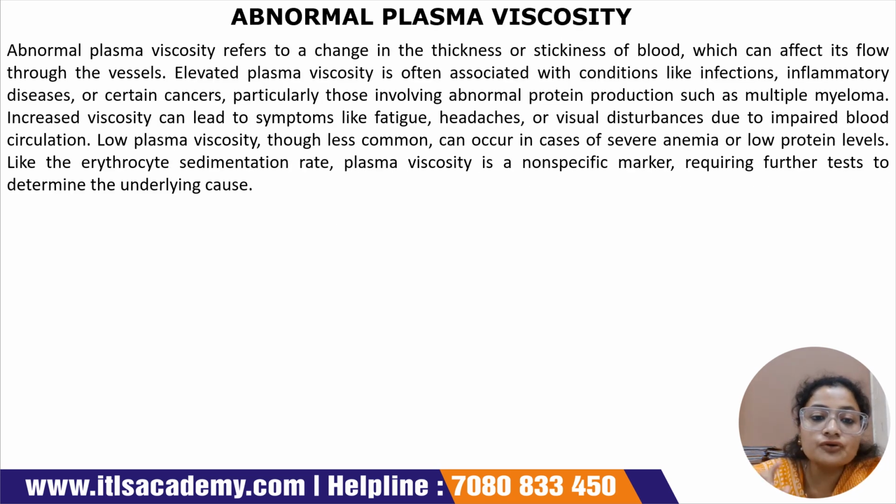Okay. Moving on to the next important condition that comes under this particular subcode, that is R70. So it stands for abnormal plasma viscosity. It refers to a change in the thickness or stickiness of blood which can affect its flow through the vessels. Elevated plasma viscosity is often associated with conditions like infections, inflammatory diseases, or certain cancers, particularly those involving abnormal protein production, such as multiple myeloma. Increased viscosity can lead to symptoms like fatigue, headaches, or visual disturbances due to impaired blood circulation. Low plasma viscosity, though less common, can occur in cases of severe anemia or low protein levels.